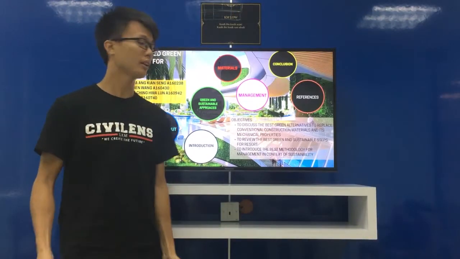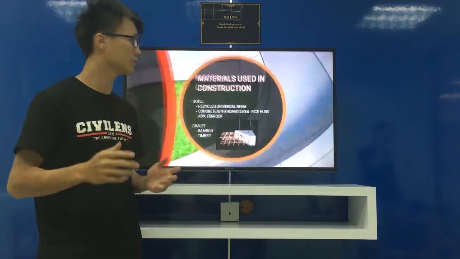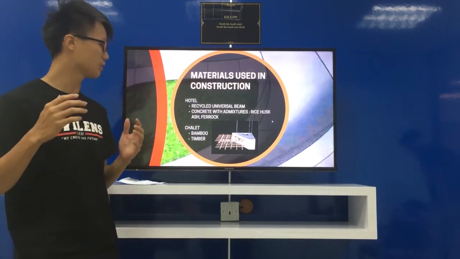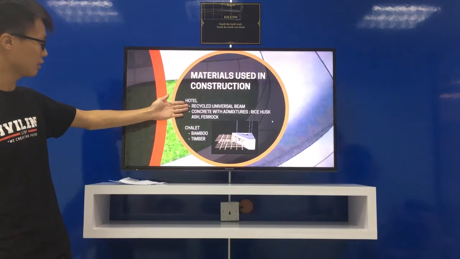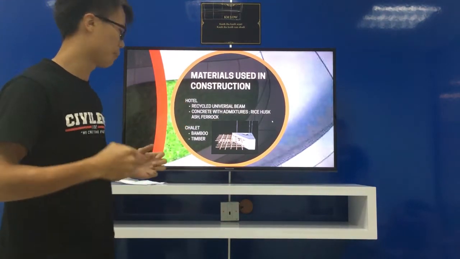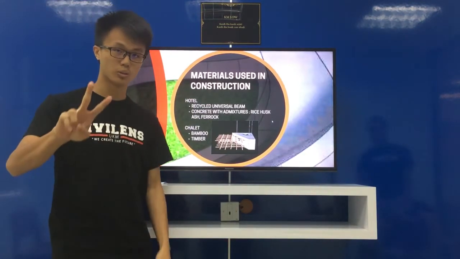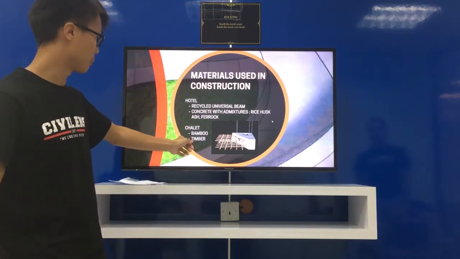Good afternoon, everyone. I am now standing here to explain what are the materials we are going to use in our integrated green project. First, we divided our green materials into two categories. The first one is in the construction of our hotel, and the second one is in the construction of our chalet. Let me explain about the chalet construction. We are going to use two construction materials. The first one is bamboo, and the second one is timber.